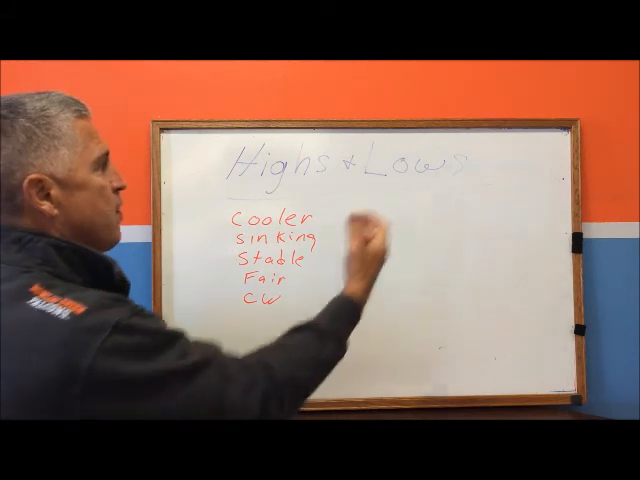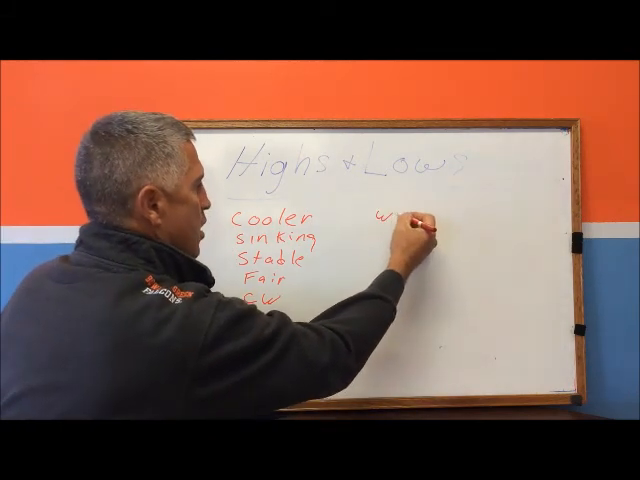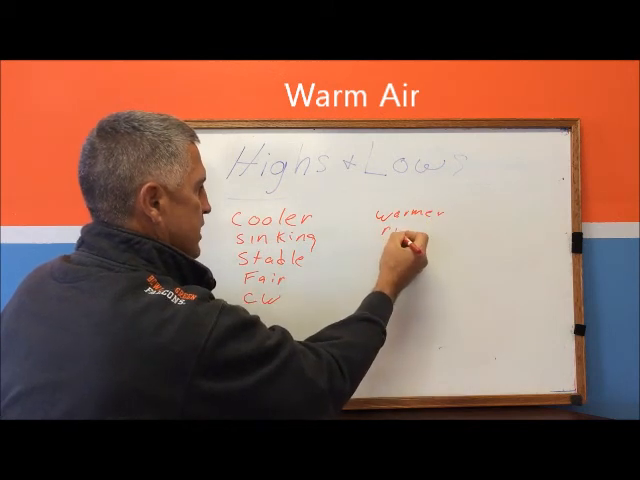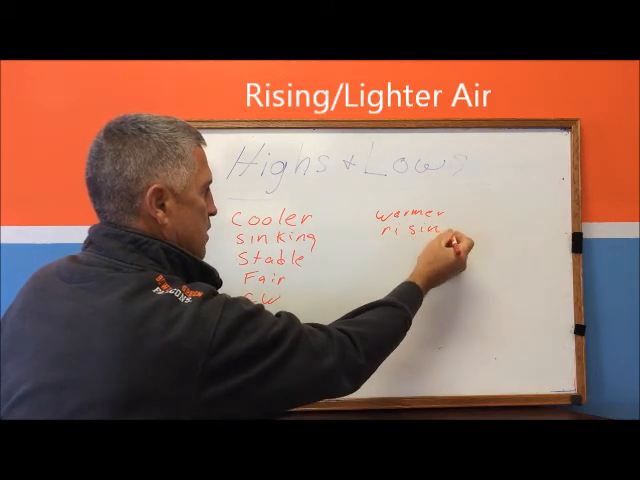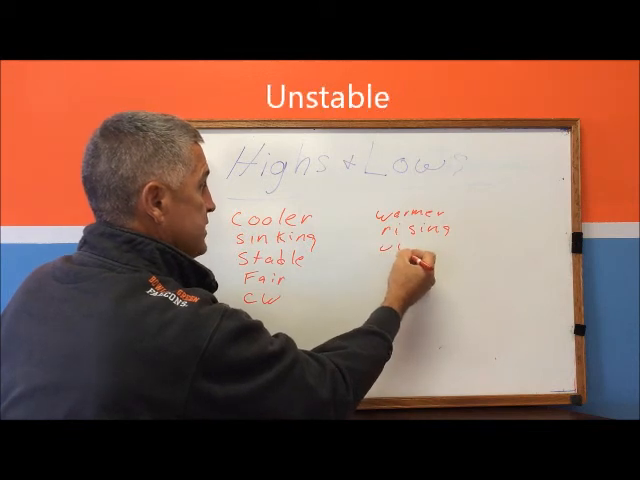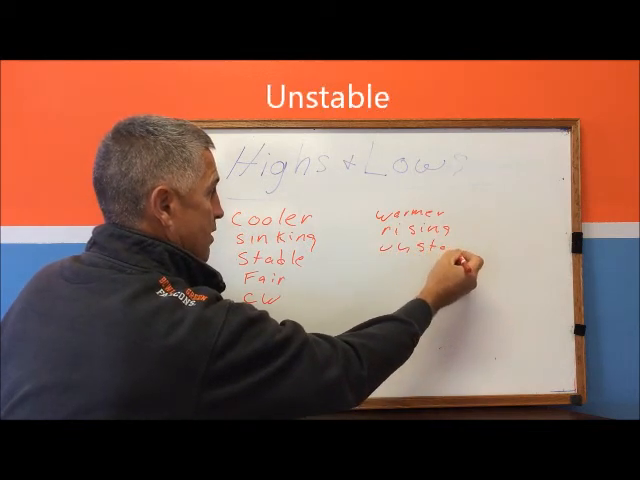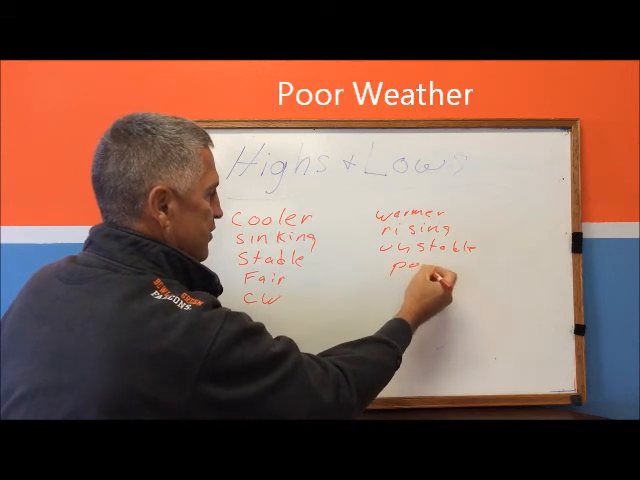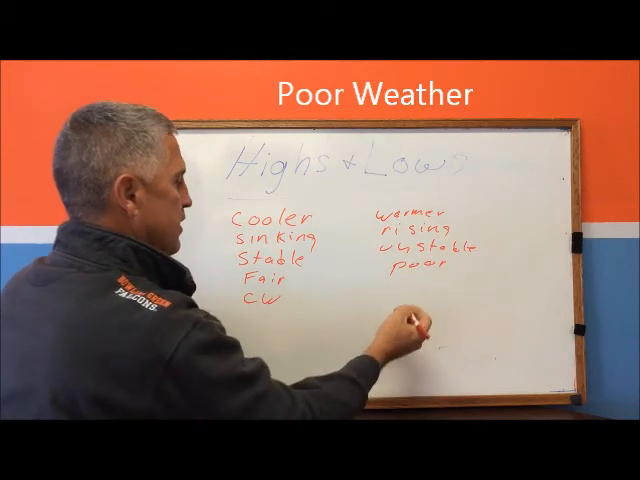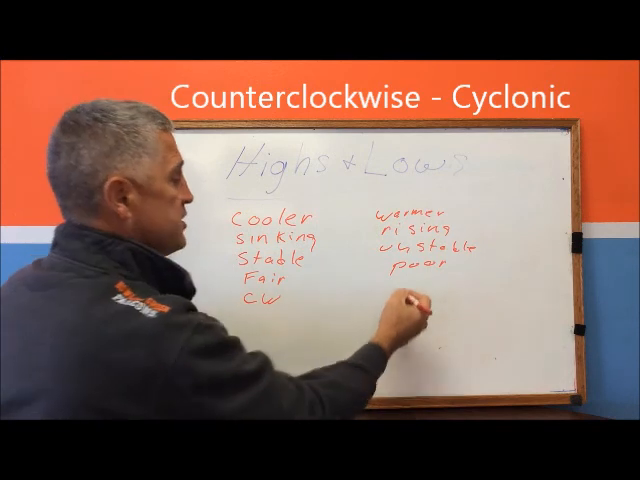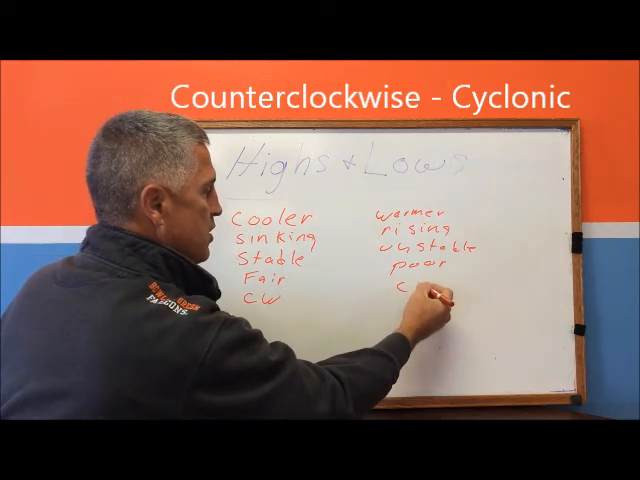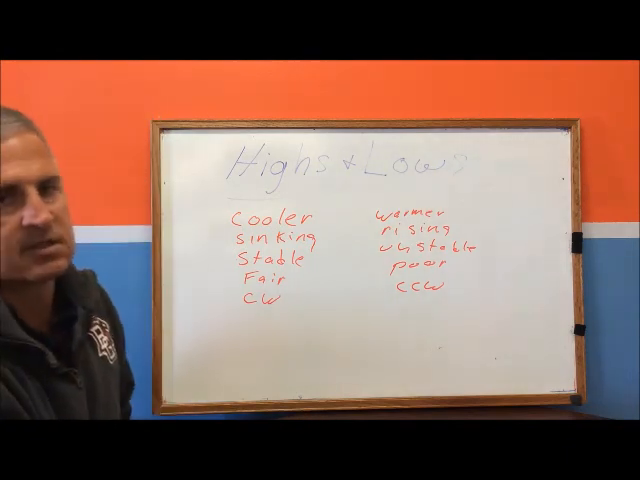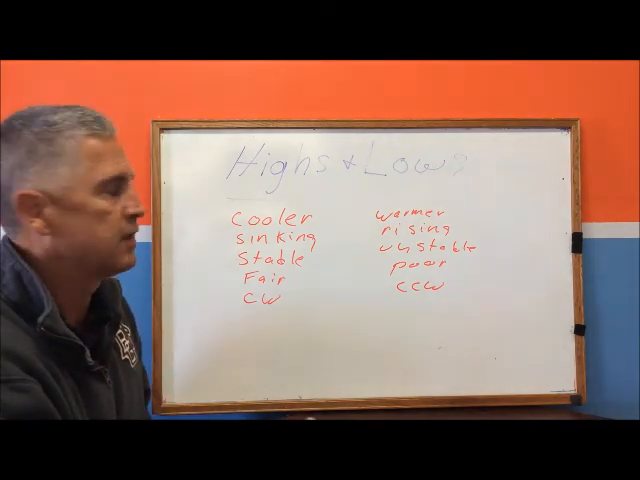So therefore, with a low pressure, it's going to be warmer air. It's rising, generally more unstable, like my handwriting. It's poor weather, generally speaking, and the winds about a low pressure system, as we'll explain a little bit more, turn counterclockwise, also known as cyclonic, in the northern hemisphere.